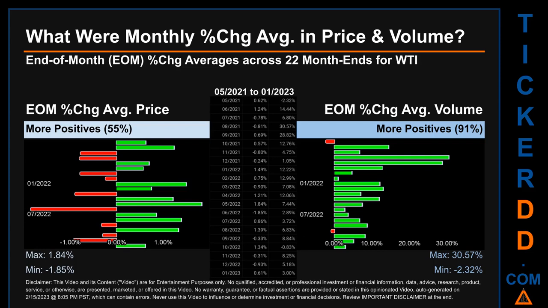Price saw an end-of-month max of 1.84% in average percentage change along with a minimum of -1.85%. For volume, the maximum and the minimum monthly percentage change were respectively 30.57% and -2.32%.